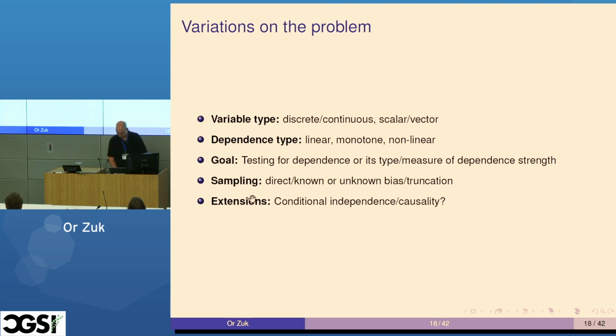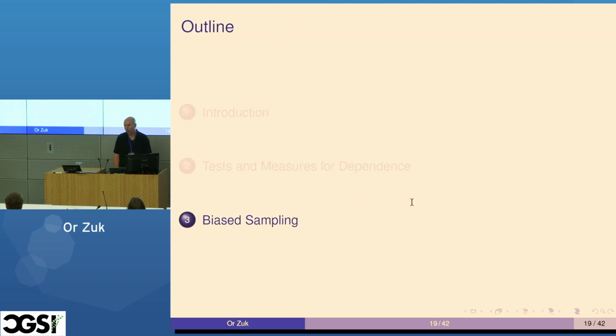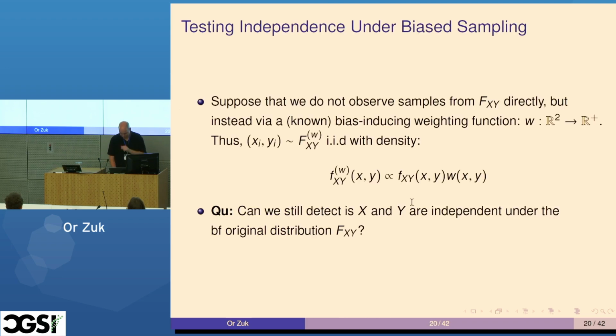Another thing that's important is sampling. So far, we just assumed that we are sampling from the joint distribution f_XY. But in some cases, we have biased samples, and then the problem becomes even trickier. So that will be the second, or maybe the last, part of the talk. We'll see how far we go depending on time.